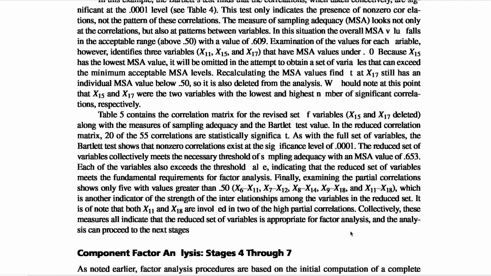Finally, examining the partial correlations shows only 5 with values greater than 0.50: variables 6 and 11, 7 and 12, 8 and 14, 9 and 18, and 11 and 12, which is another indicator of the strength of the interrelationships among the variables in the reduced set. It is of note that both variables 11 and 18 are involved in two of the high partial correlations collectively. These measurements all indicate that the reduced set of variables is appropriate for factor analysis, and the analysis can proceed to the next stages.